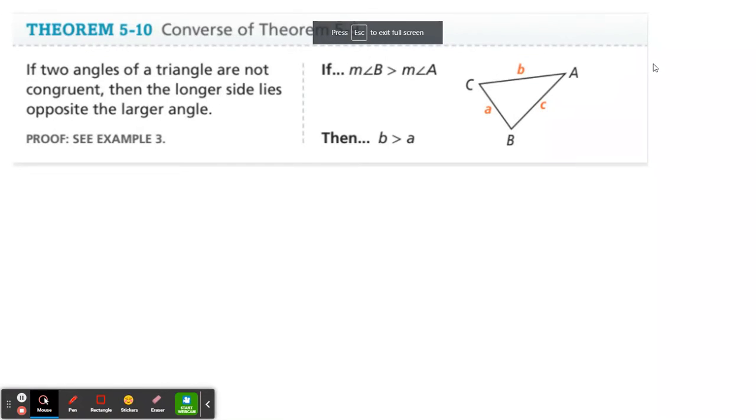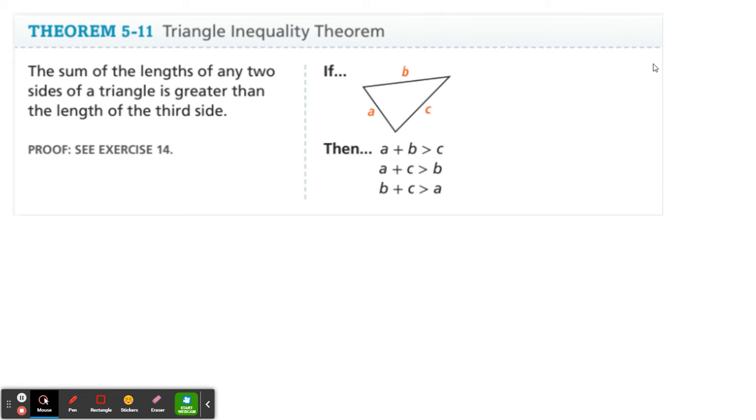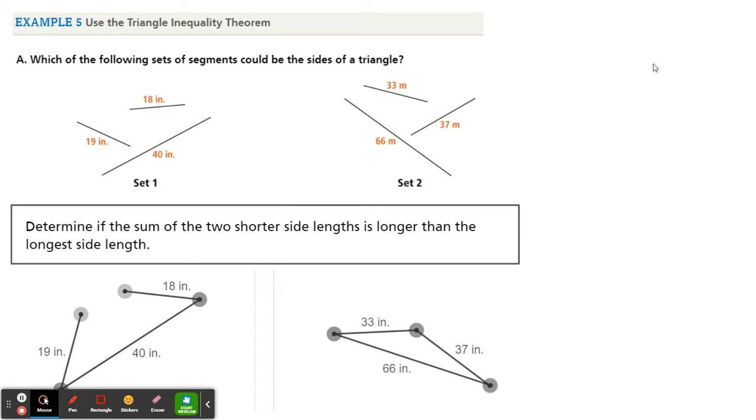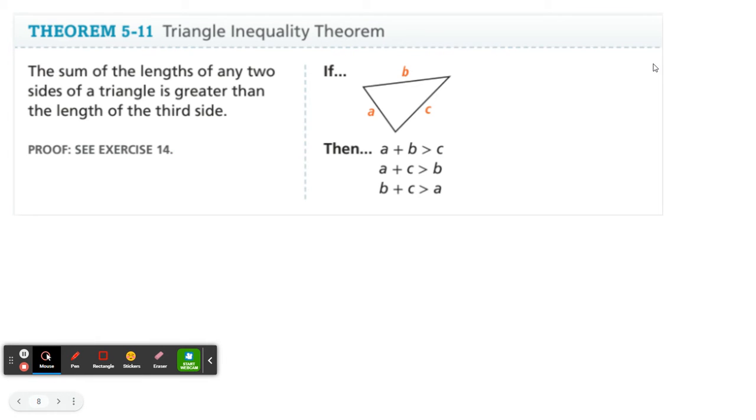All right, video number 2 here, covering what's called the triangle inequality theorem. All right, so here it is in the flesh. It says the sum of the lengths of any two sides of a triangle must be greater than the length of the third side. This is just a really interesting idea for the existence of a triangle.